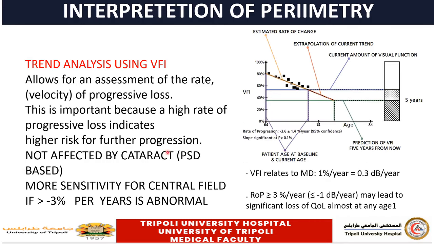The trend analysis is a very useful tool to predict the velocity of progression of the disease in the patients. And as I said before, it depends on 2 variables, the visual field index and sometimes the mean deviation, because the visual field index mainly concentrates on the central area of the vision and is not affected by the presence of cataract. The data for the visual field index is extracted from the pattern standard deviation, so it is not affected by cataract.